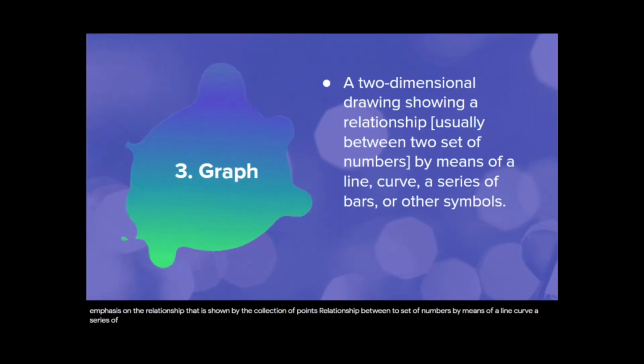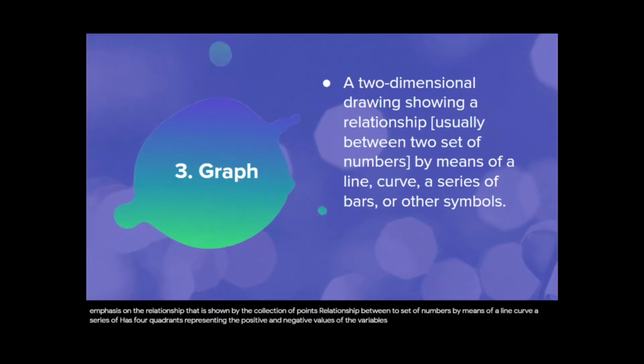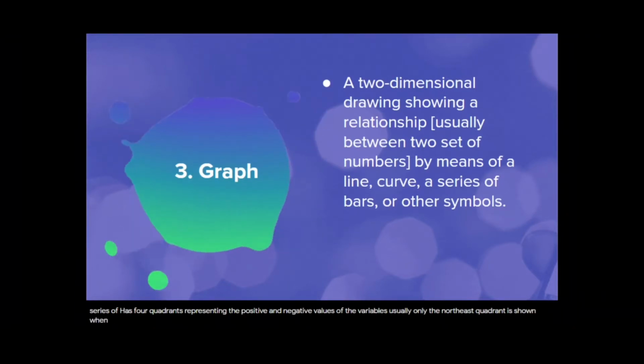Though a graph usually has four quadrants representing the positive and negative values of the variables, usually only the northeast quadrant is shown when the negative values do not exist or are of no interest. It is often used interchangeably with the term chart.